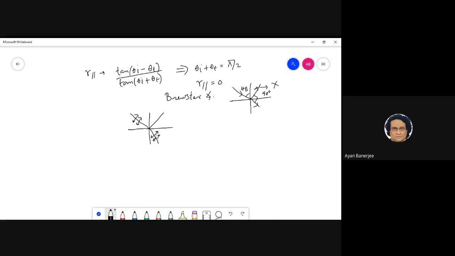Very good. Because the direction of E here and the direction of K_R become the same, basically what he's saying is E_R and K_R are in the same direction. That is not possible, which is why the reflected ray does not contain that vibration.